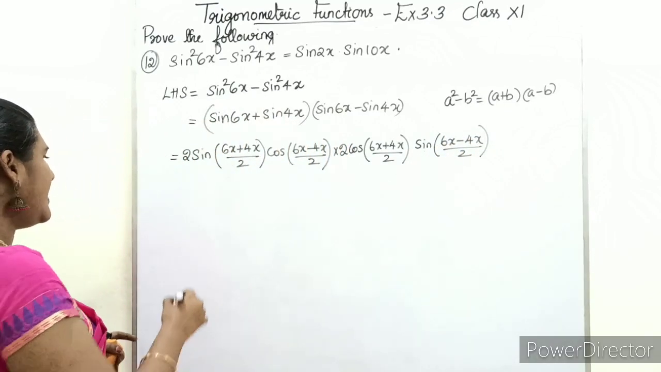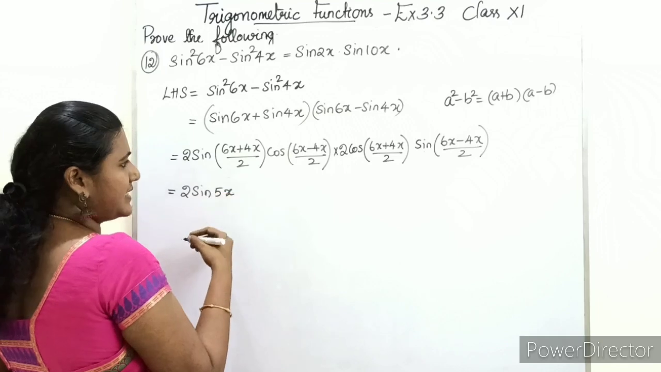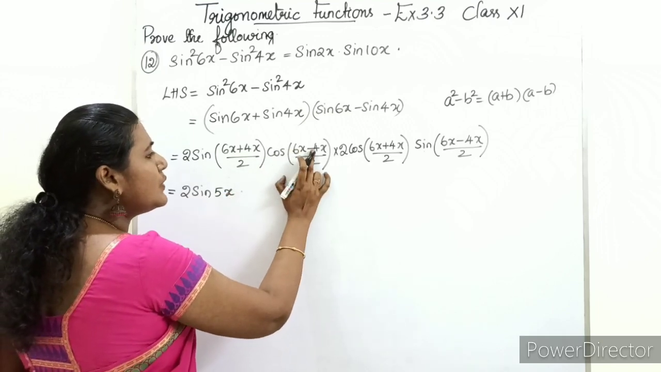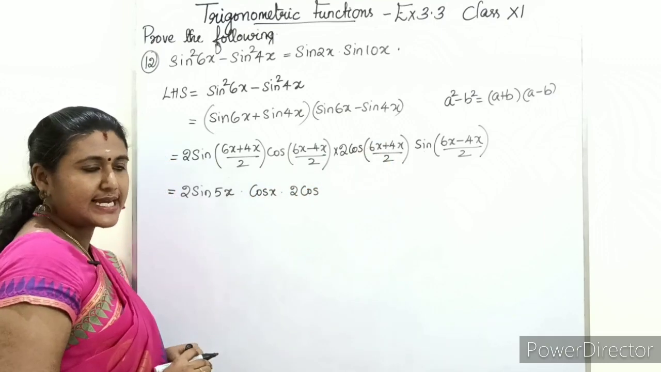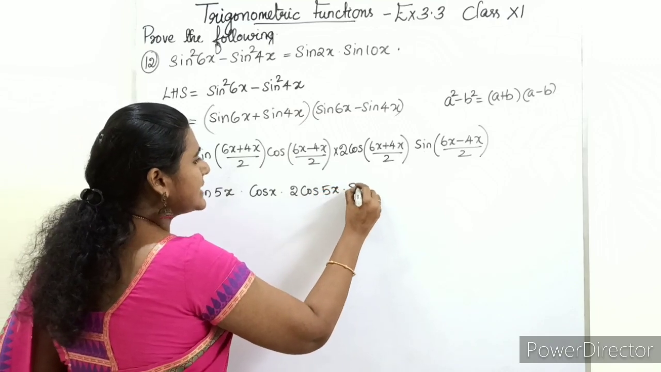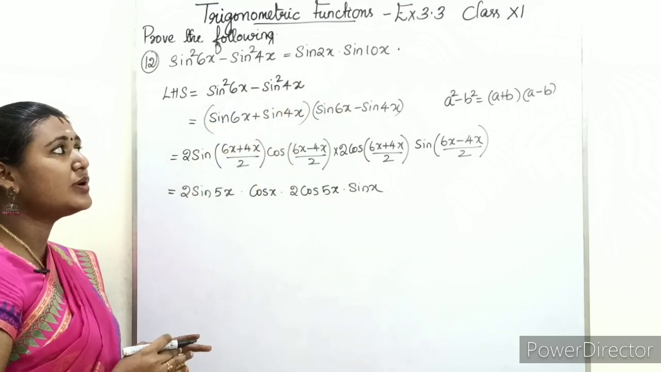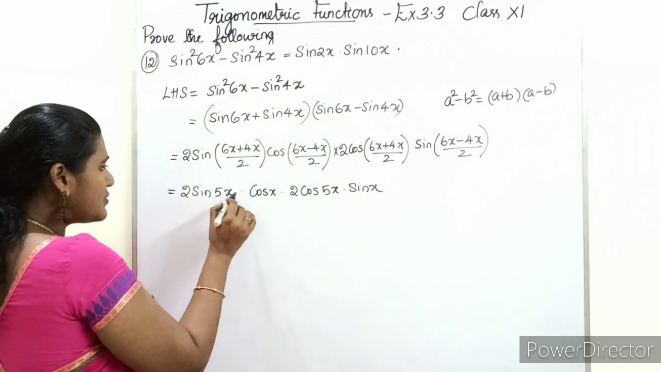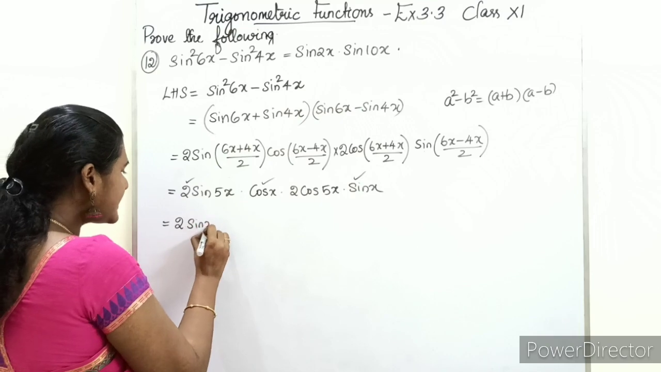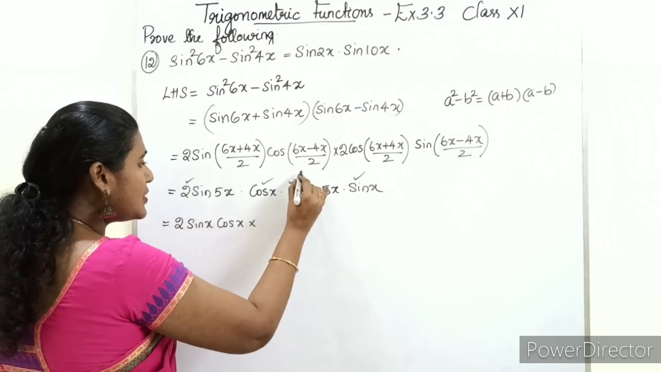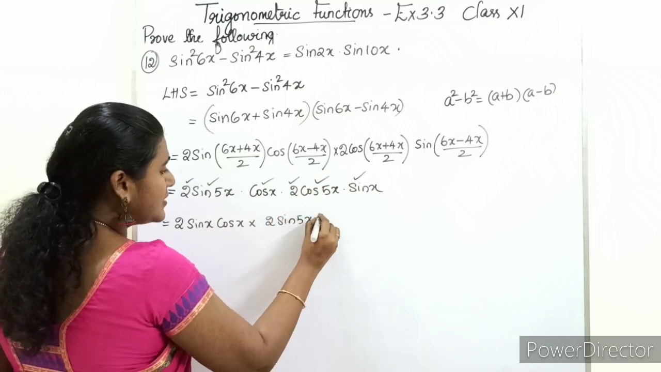Now we will simplify here, which is equal to 2 sin, 10x by 2 is 5x, into cos 2x by 2, that is cos x, into 2 cos 10x by 2, that is 5x, into sin x. Now we'll group this because we should get the answer as sin 2x and sin 10x. So this 2 sin x and cos x we will write together, 2 sin x cos x, and 2 sin 5x and cos 5x we will write together, 2 sin 5x cos 5x.